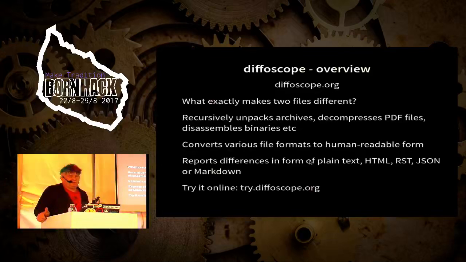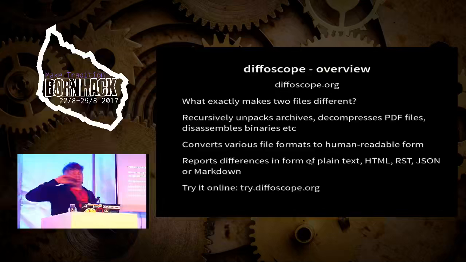It has had plain text and HTML output since the beginning. Now recently also RST, JSON and Markdown output is supported. There's an online version of it, try.diffoscope.org, where you can just upload two files and let it run for you. Diffoscope is also available in Debian, in FreeBSD, in Arch Linux, and Fedora, so you can just install and try it. It's also good if you have a new version of something and want to be sure that only the part that should change has changed, then you can run it on two different packages or whatever from two versions.